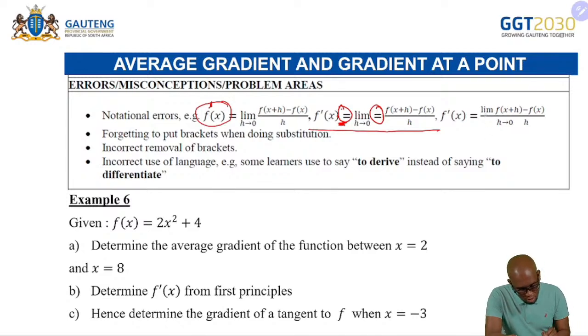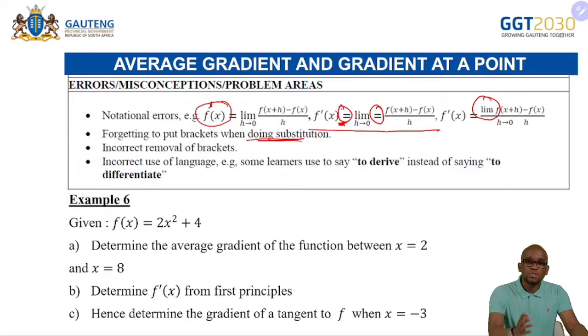Sometimes you see the limit is written as part of the fraction. That is also not correct. Now, you forget to put brackets when doing the substitution. Sometimes for the second part, f of x, you have to put it in brackets. Sometimes you forget to do that and you remove brackets incorrectly. That is what you need to guard against.